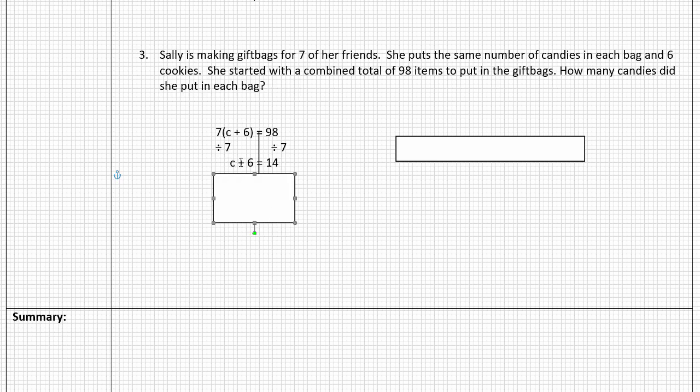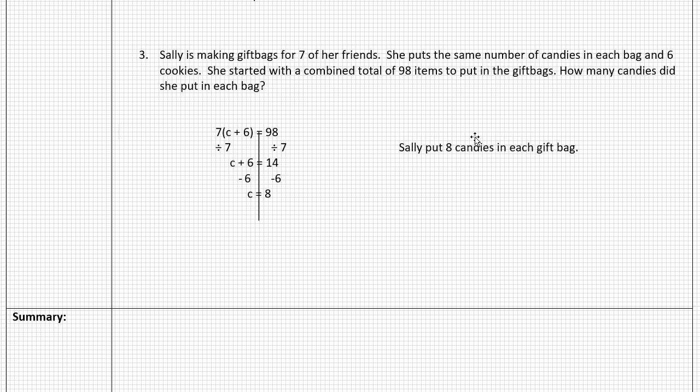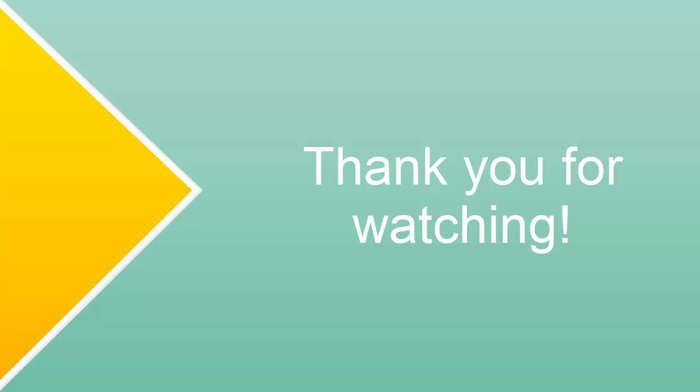Now, to get c by itself and to undo this plus 6, I subtracted 6 from both sides, leaving me with an answer that c is equal to 8. So in the context of this story problem, my answer would be that Sally put 8 candies in each gift bag.